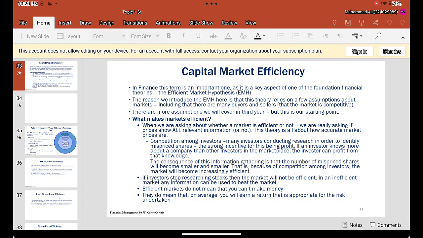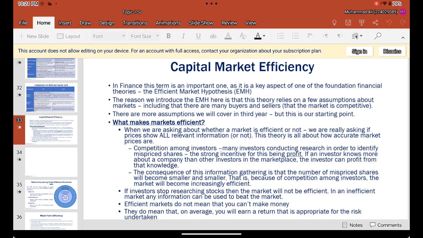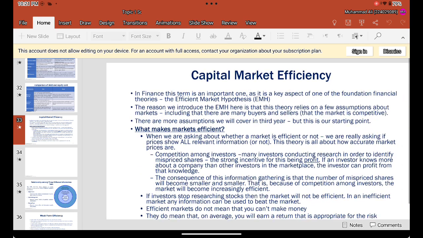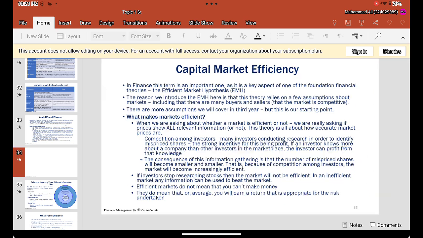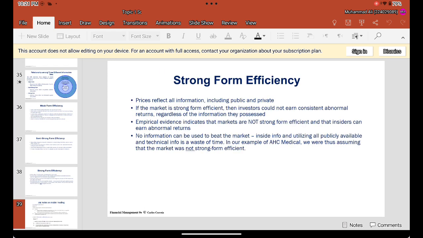Okay, guys, so now we've gone into an extremely important topic: capital market efficiency. Here you'll be doing EMH, the efficient market hypothesis, right? This can easily be an essay question, quite a couple of slides. You need to know all this very, very well.